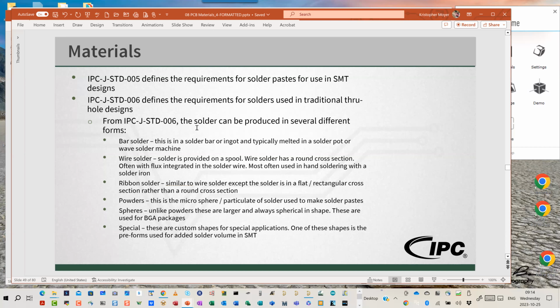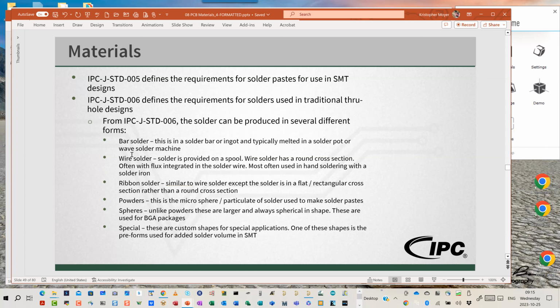From J standard 006, the solder can be produced in several different forms, including bar solder, wire solder, ribbon solder, powders, spheres, and special. Bars are basically large ingots of solder that are melted in big solder pots used in traditional wave soldering machines. Wire solder, we've all used this, hopefully. That's that spool of wire, a little round cross-section wire that you pull off when you're doing hand soldering with a soldering iron.